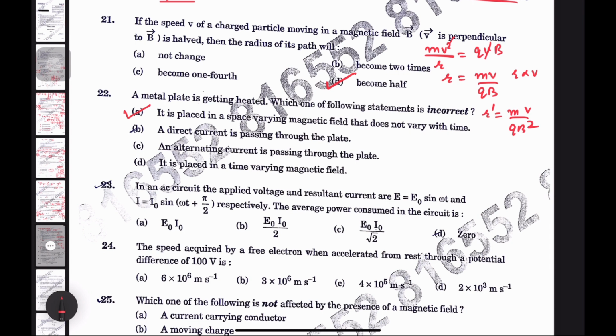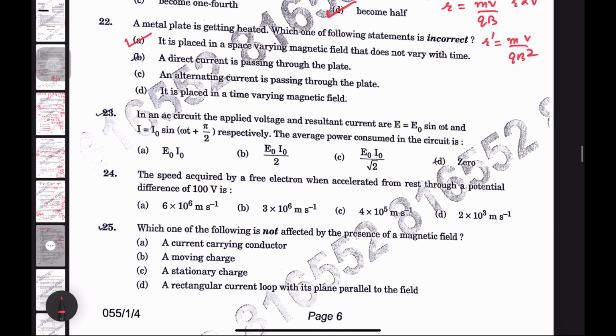Other statements, that is direct current is passing through the plate, is correct because when the metallic plate is heated up, the ions are moving in the same direction, so it is having a direct current flowing in it. And alternating current is passing through the plate just because of the movement of the ions and the changing of the field, therefore we can also say an alternating current is passing through it. And it is placed in a time varying magnetic field. Definitely if the fields are changing, then the plate is already placed in a time varying magnetic field, so A is the incorrect option.